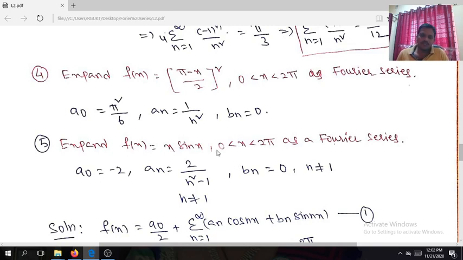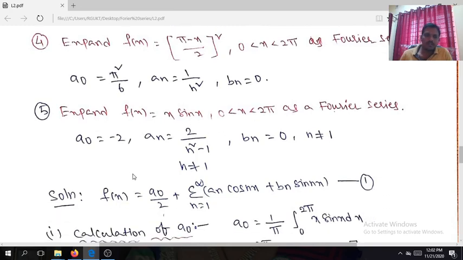Expand f of x equals x sin x in the interval 0 comma 2 pi as a Fourier series. Right, we have these constants and we are trying to solve this problem. We get a different case here. That is the reason we are taking this problem. The Fourier series expansion of f of x in the given interval is f of x equals a naught by 2 plus summation n equals 1 to infinity an cos nx plus bn sin nx. Say this is equation number 1.